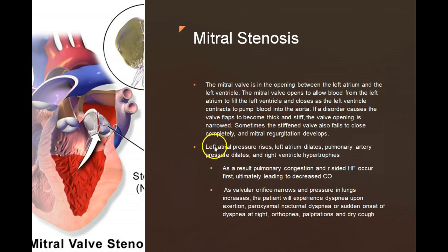You'll start with left atrial pressure, so you'll have pressure up in the left atrium. Then your left atrium will dilate due to this pressure. It's kind of a cascade effect. Then you'll have the pulmonary artery pressure, which will dilate, and the right ventricle will end up with hypertrophy or enlargement as well.